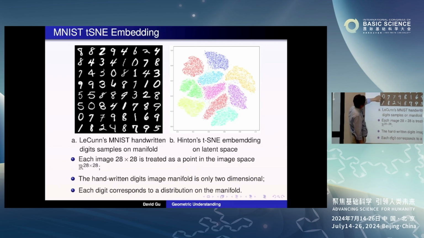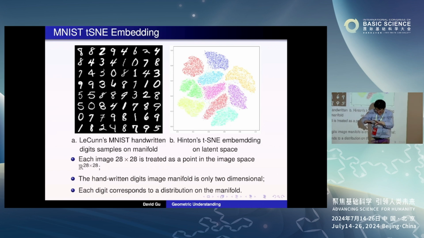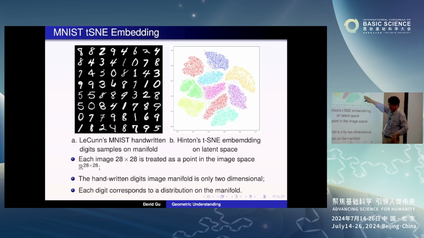So therefore, a training data set is a point cloud. The dimension for every data point is very high, but the dimension for the point cloud is really low. That's the tricky part. If we treat every small image as one point, the dimension for the point is 784, and we get a dense point set. But we can flatten the point cloud to the 2D plane using the t-SNE method, Hinton's t-SNE, right? This mapping is one-to-one, and it's a homeomorphism locally. So although the dimension for data is really high, the manifold dimension is really low.